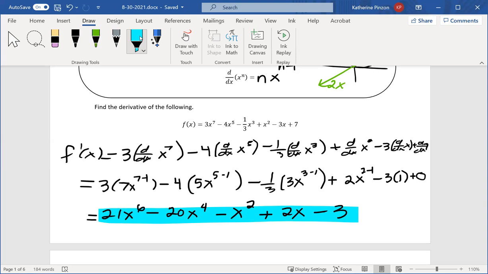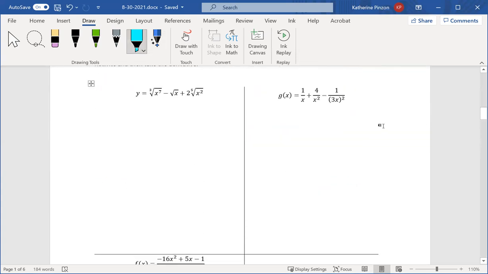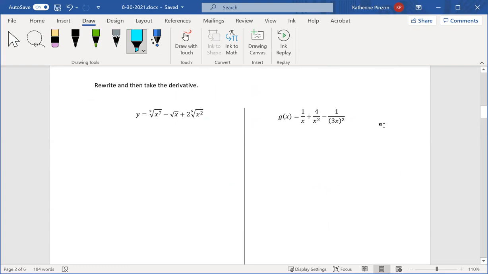Using the definition, could you imagine trying to do something to the 7th with the definition? That'd be so awful, wouldn't it? X plus h to the 7th. So miserable.